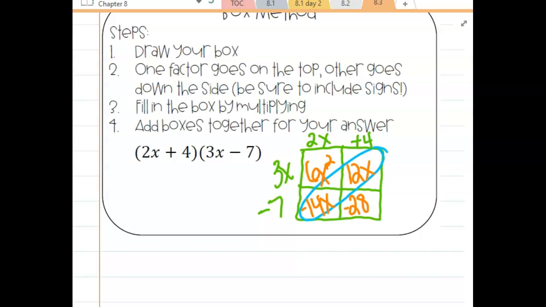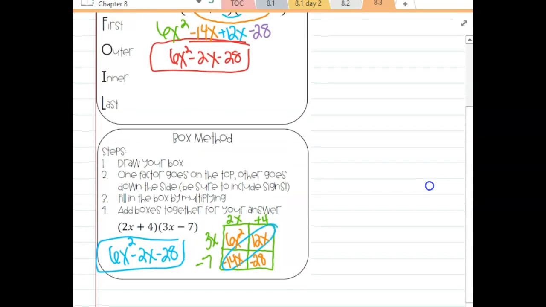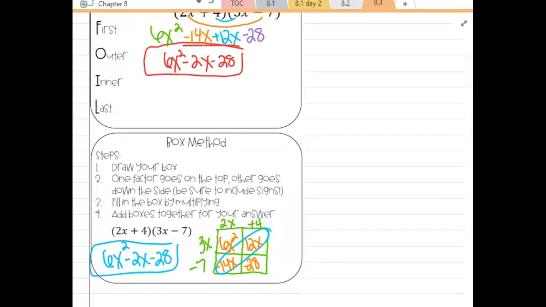Notice they're both x's. Now we always want to write our answer in standard form, so we're going to start with our 6x squared. I'm going to combine my x's, doing the same thing we did above, negative 14 plus 12 is a negative 2x, and then that minus 28 comes at the end. So notice, same exact answer. And like I said, I think the box method is maybe a little bit easier, but the FOIL method tends to be a little bit quicker. Okay, so you can choose which one you want to use. All right, questions on that?